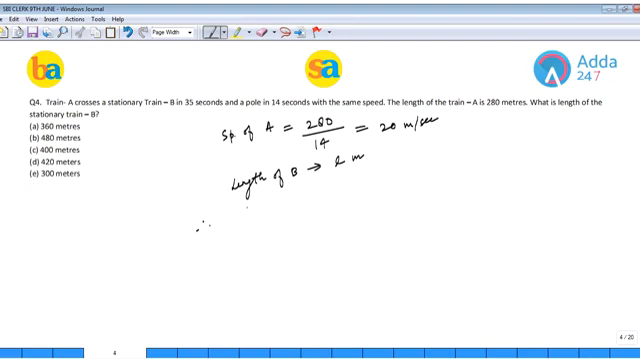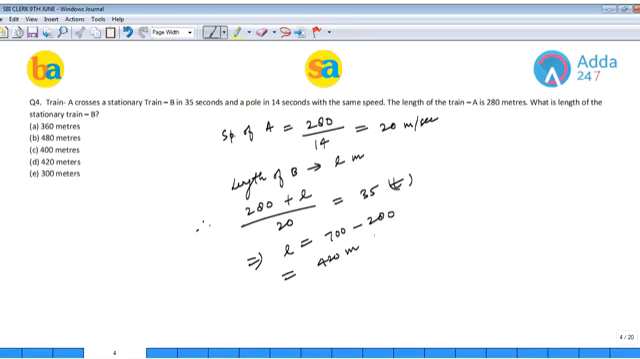Therefore, 280, that is the length of train A, plus L, that is the length of train B, upon 20 will be equal to 35, that is the time that it takes to cross the other train. So this implies L is equal to 700 minus 280, that is equal to 420 meters. So the correct answer is D.